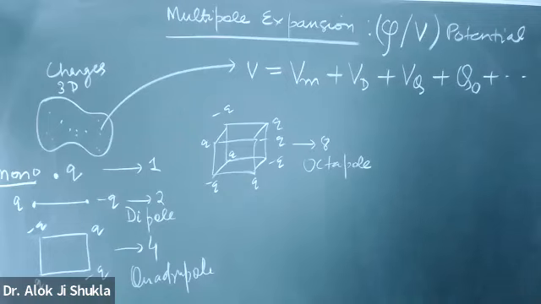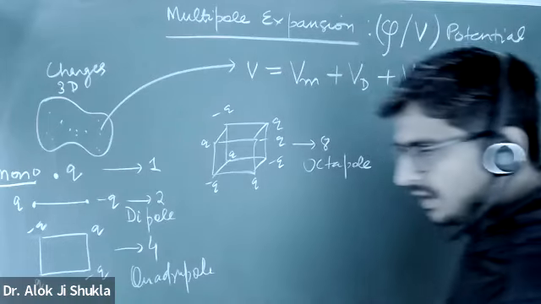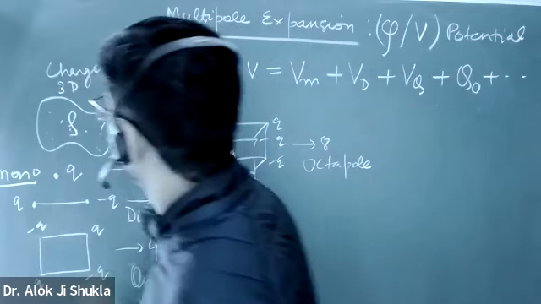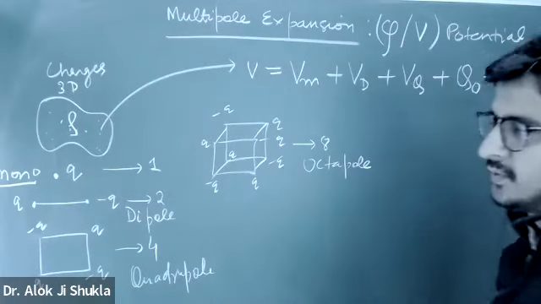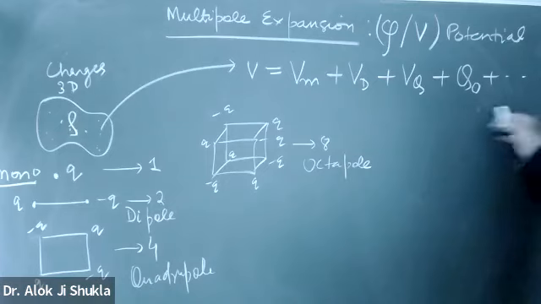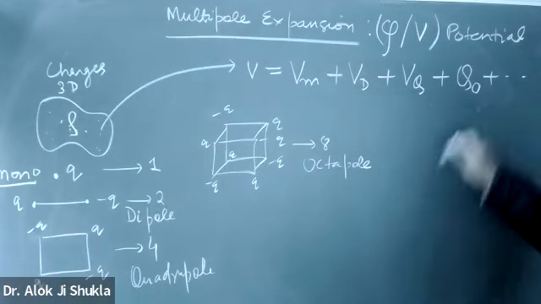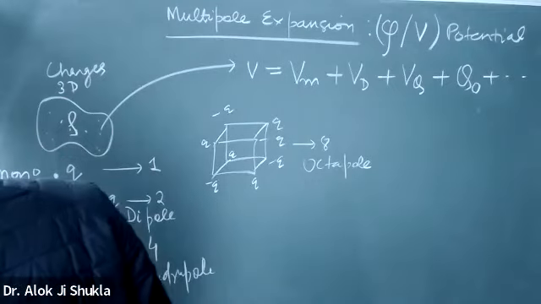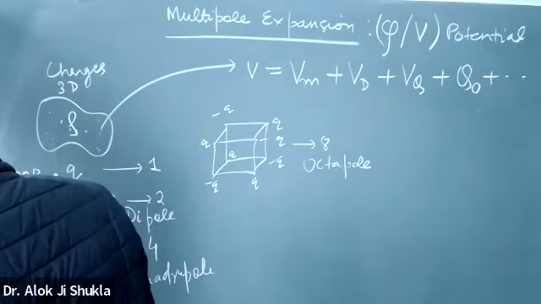So if I can write a formula in which charge density rho is there, because here rho will be given, then using rho I will get the contributions of monopole, dipole and quadrupole, and that will be known as multipole expansion. All right.